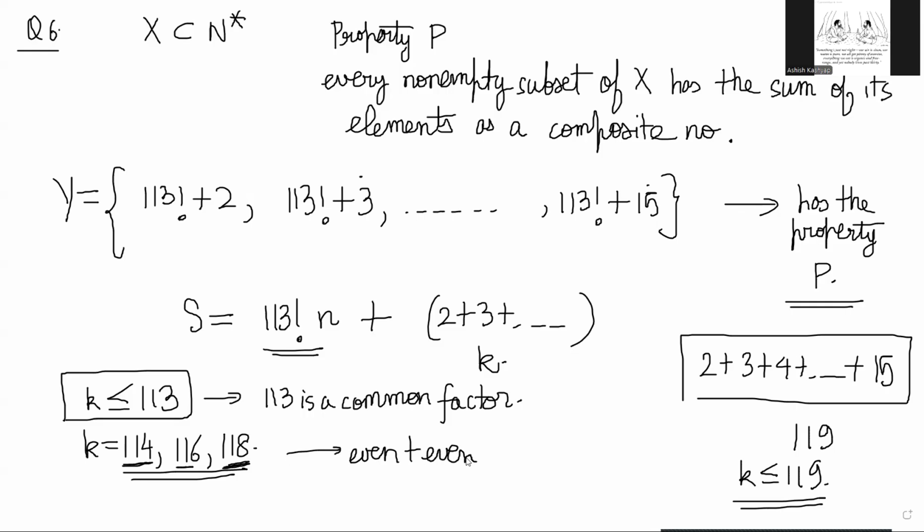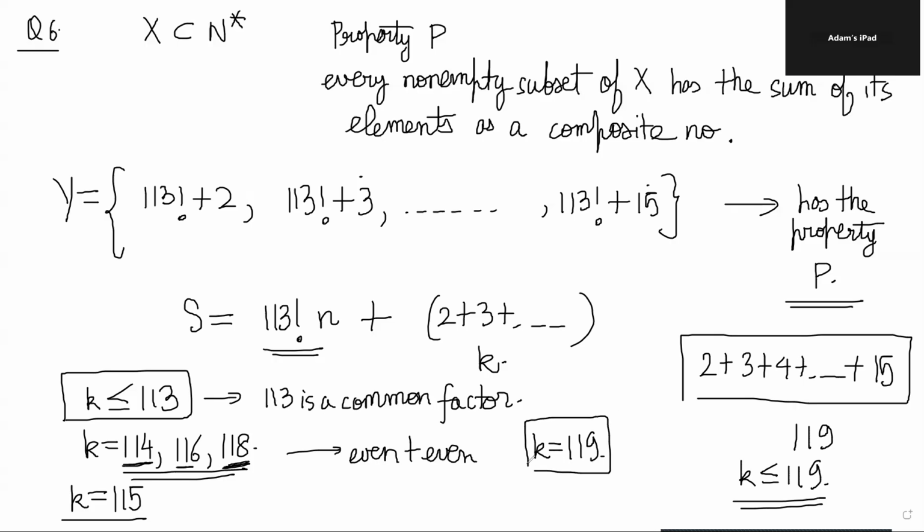What about for 115, 117, 119? For 115, they're both divisible by 5. For 117, they're both divisible by 3. And for 119, it's 7. They are both divisible by 7.